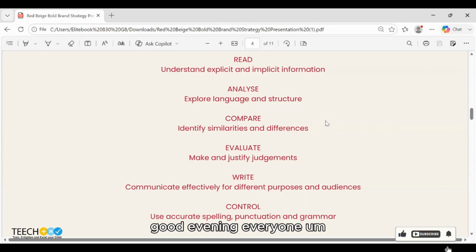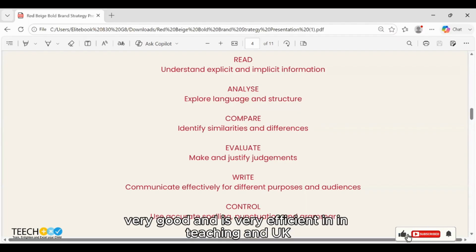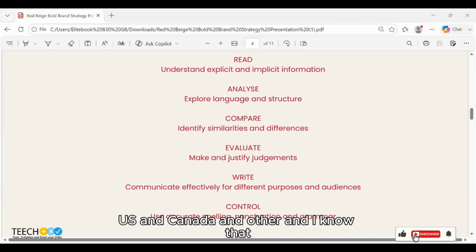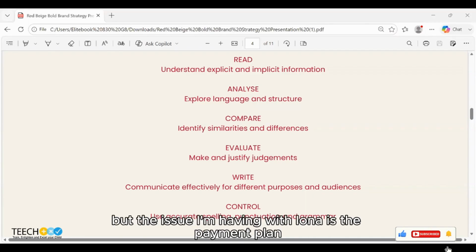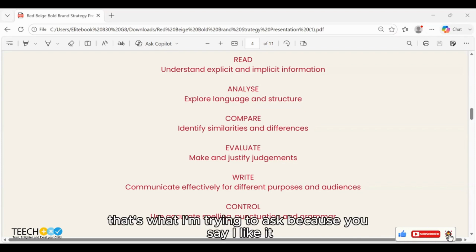Good evening, everyone. Pertaining to what Mr. Kind said, I've heard of ILS. I know the app is very good and very efficient in teaching UK, US, Canada, and other states. I know that. But the issue I'm having with ILS is the payment plan. It is way too expensive.